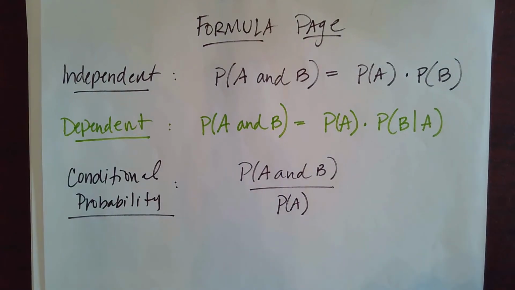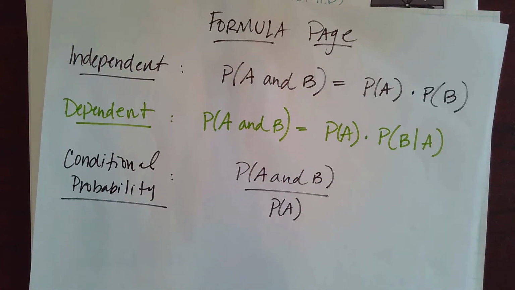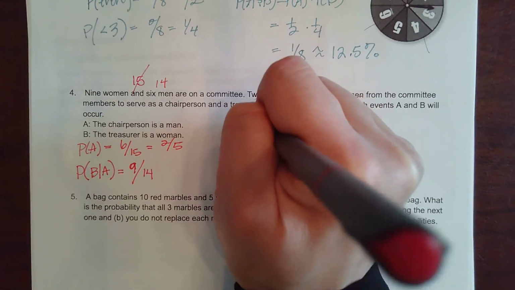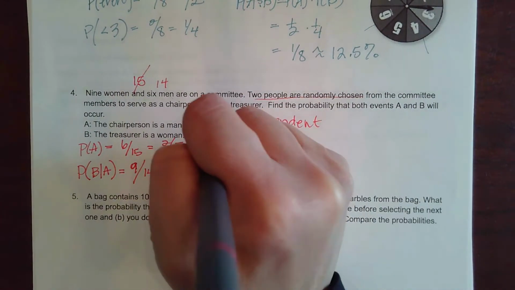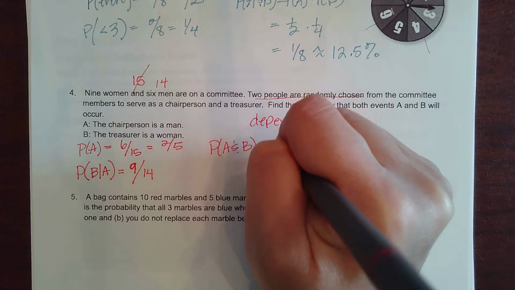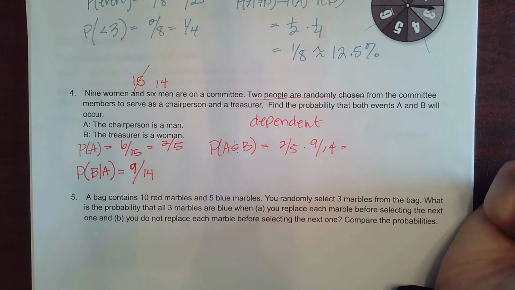So now we're going to look at our dependent event formula, which is really the same as the independent one, with just a slight change. We're going to multiply those 2 probabilities together and figure out the overall probability. Again, these are dependent events, which is why we're going this route. So the probability of A and B happening would be 2/5 times 9/14, which is, let's do the math here.